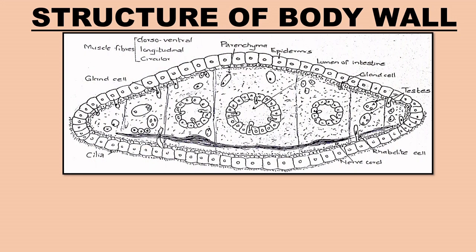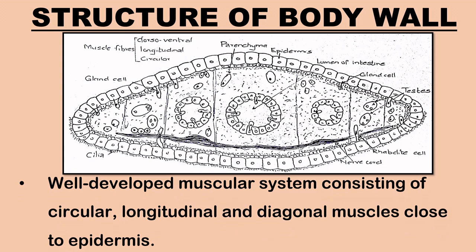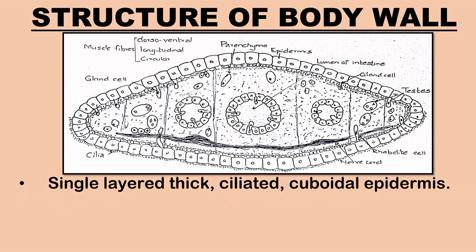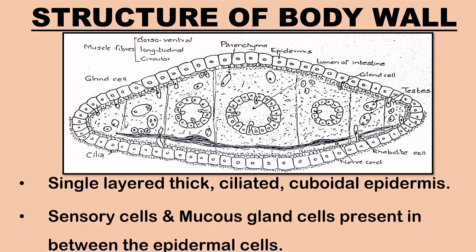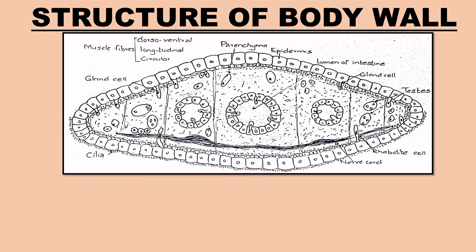Next, let us look into the structure of the body wall of planaria. The body wall has a well-developed muscular system consisting of layers of circular, longitudinal, and diagonal muscles close to the epidermis. The epidermis is single-layered, thick, ciliated, and cuboidal. In between the epidermal cells are present certain sensory cells and mucous gland cells. Rod-like bodies called rhabdites are secreted by rhabdite gland cells located in the mesenchyme. Rhabdites move to the epidermis and secrete a slimy substance to the exterior.